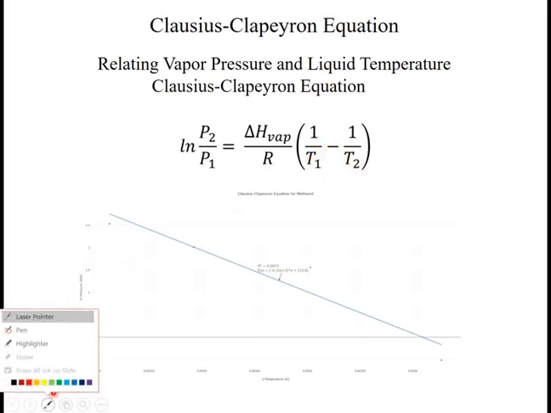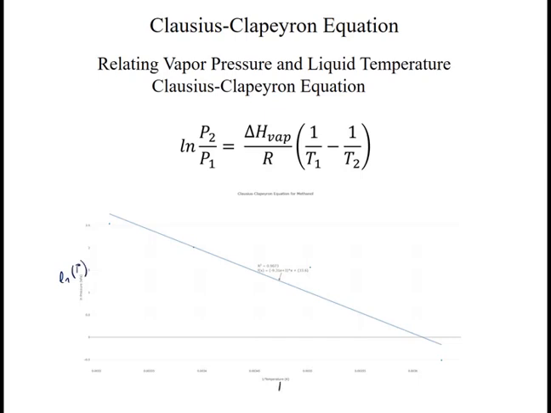And what is here is the fact that this is the natural log of P, and this is 1 over the temperature in K. And I want to point out that I should have put a parentheses here. So P2 over P1, you're taking the natural log of that division there.